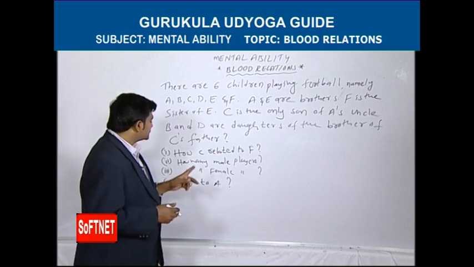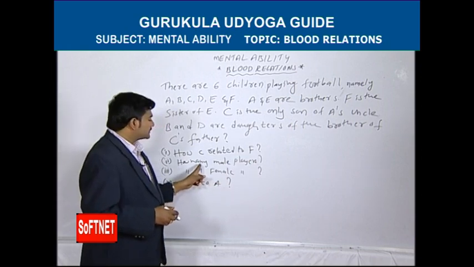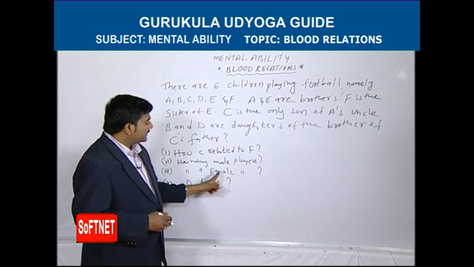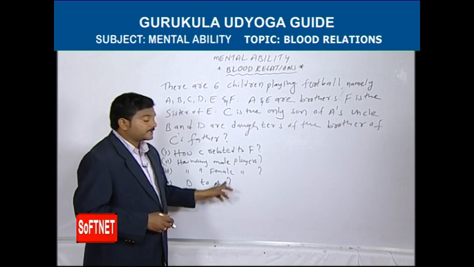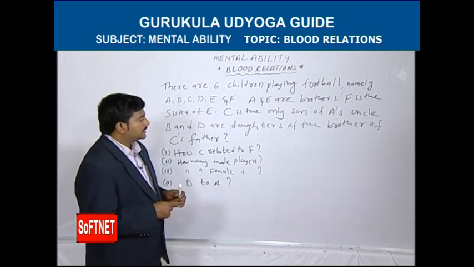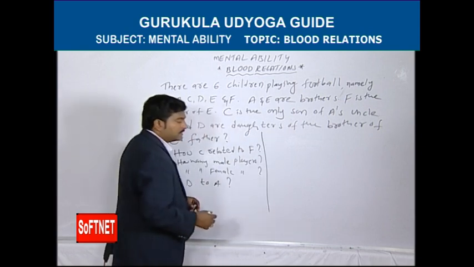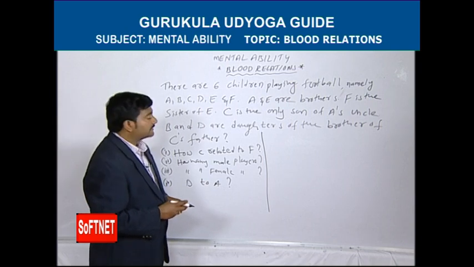And there are 4 questions. The first question is how C is related to F. Next question, how many male players are there? And the third question is how many female players are there? And finally, how D is related to A? This is the question. Now let us use the generation chart concept. It's the best way. By using a generation chart, we can express the question very easily.